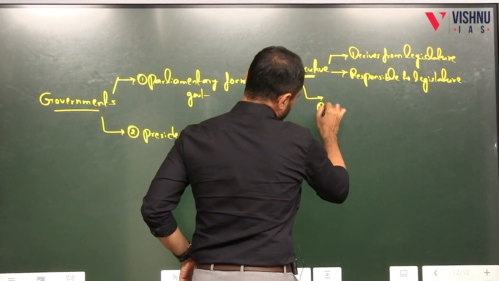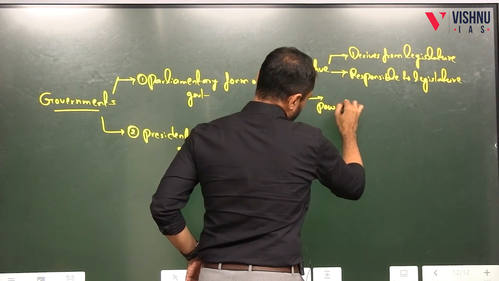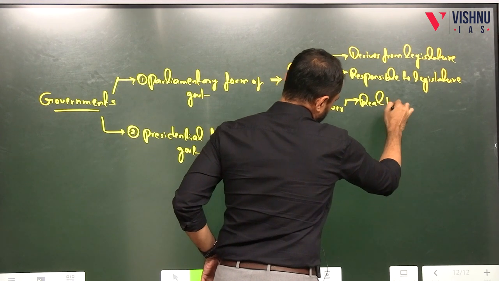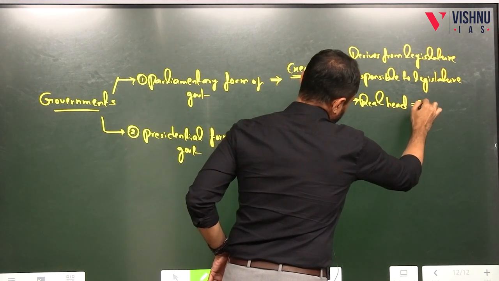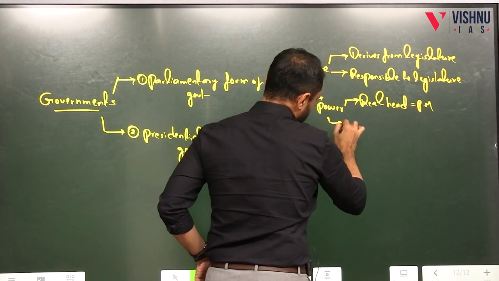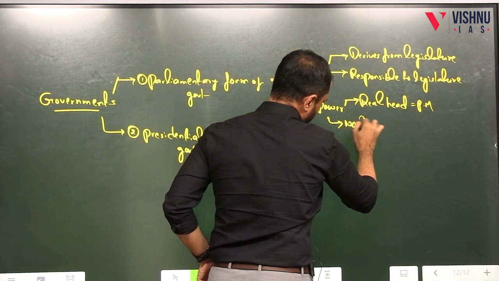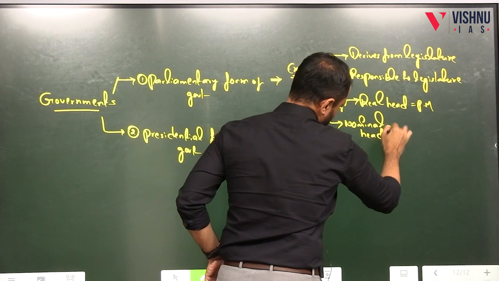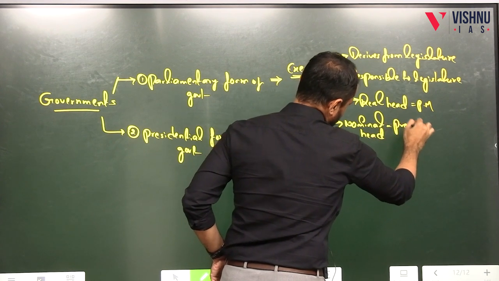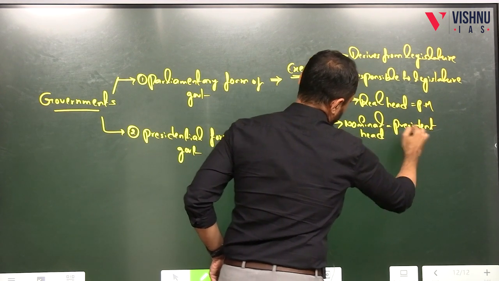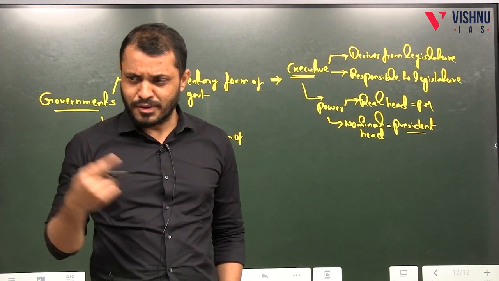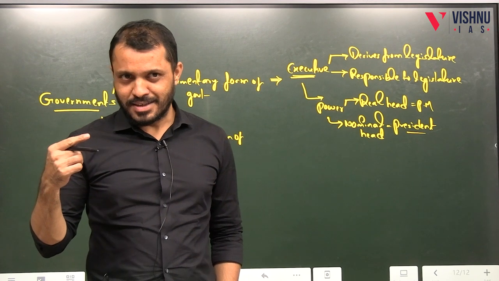One more feature is regarding the power: the real head is the Prime Minister, whereas the nominal head is the President. What is the difference between the real head and the nominal head? Decisions are taken by the real head.